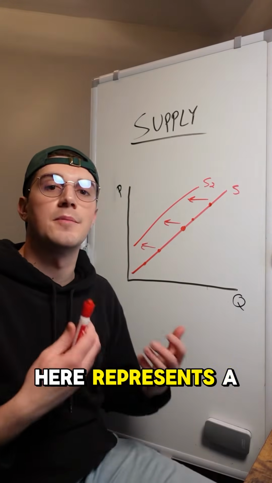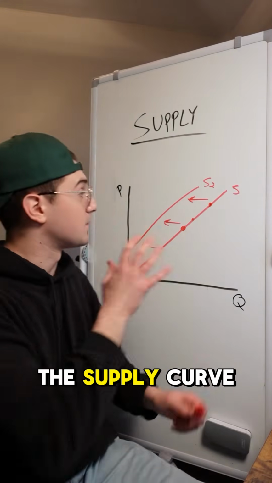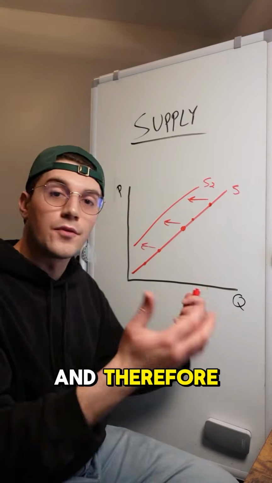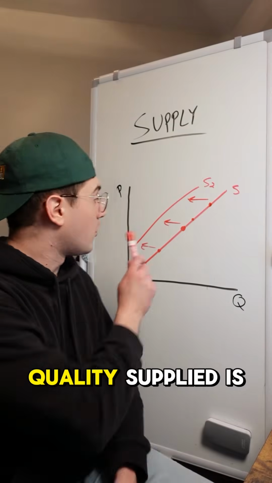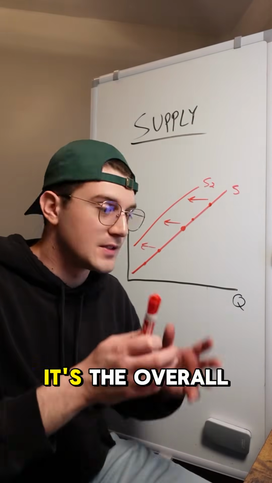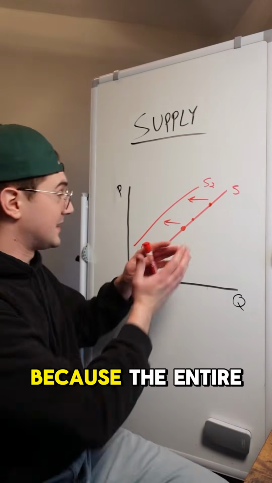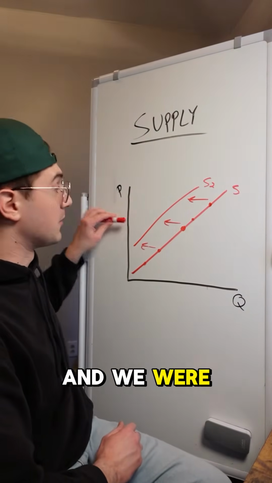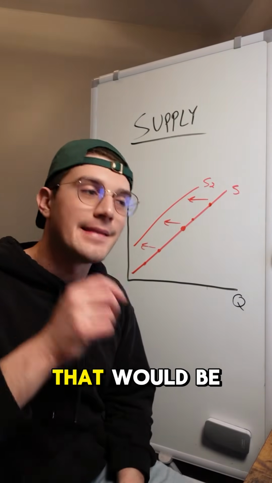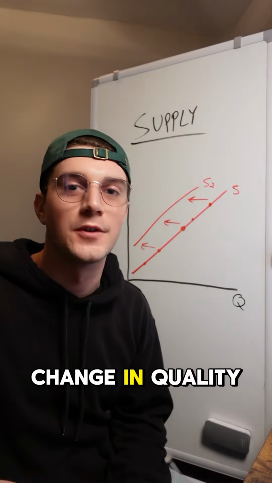And this right here represents a decrease in supply. The supply curve is shifting left, and therefore the overall supply in the market is decreasing. Just to reiterate here, quantity supplied is not shifting here. It's the overall supply curve because the entire curve is moving. Whereas if price were moving and we were hitting a new point on the supply curve, that would be a shift or change in quantity supplied.